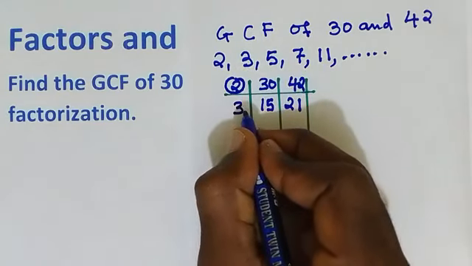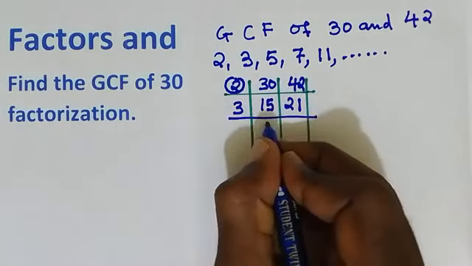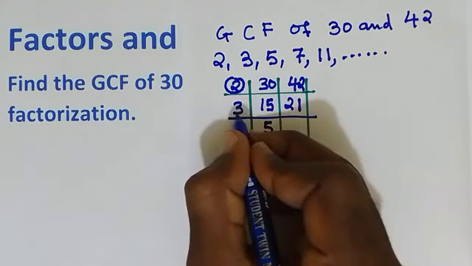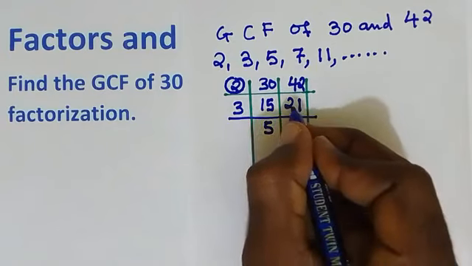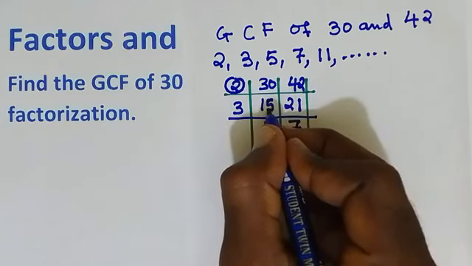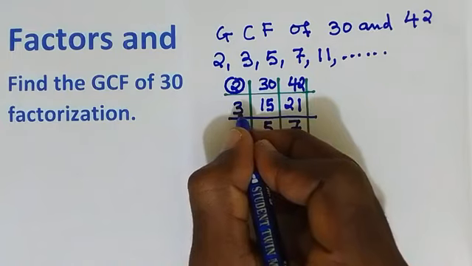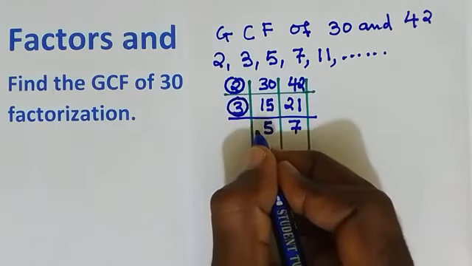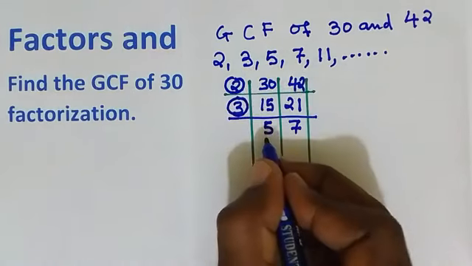I'll divide by 3. 15 divided by 3 is 5. 21 divided by 3 is 7. Since 21 and 15 are divisible by 3, 3 is common. Also, I'm going to choose it. I have finished with 3, so I go to 5.